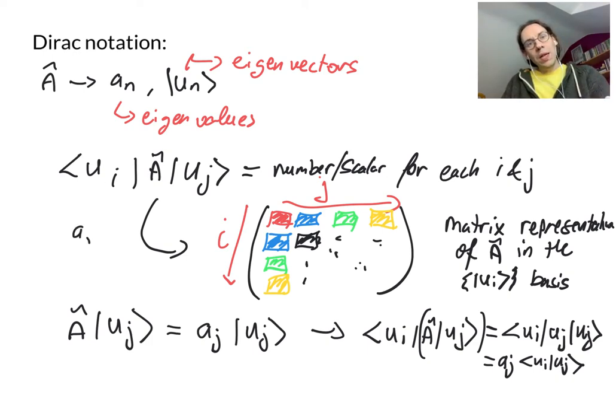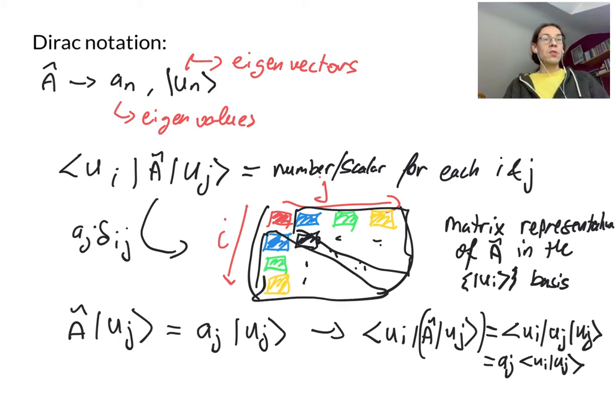These will be aj times delta ij, which means when i and j are the same, this is ai or aj because they're the same, and where i and j are different, then this entire section and that whole section will be 0. So we have now found out that if you use your eigenvectors to represent your matrix, you will obtain a diagonal matrix where all the values along the diagonal will be your eigenvalues and all the rest will be 0.